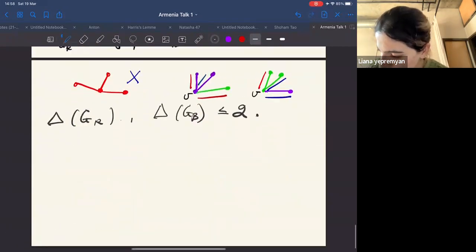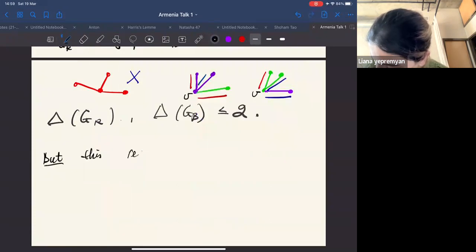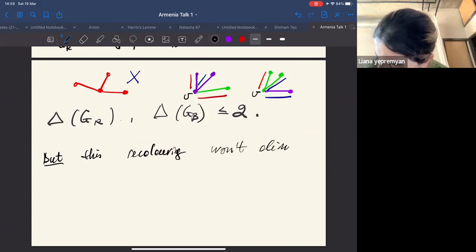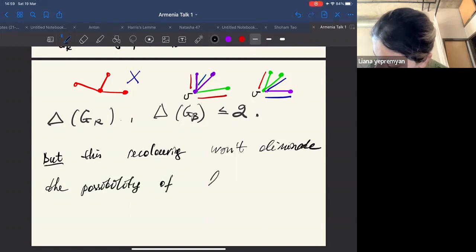Say that this coloring won't eliminate the possibility of long monochromatic paths.